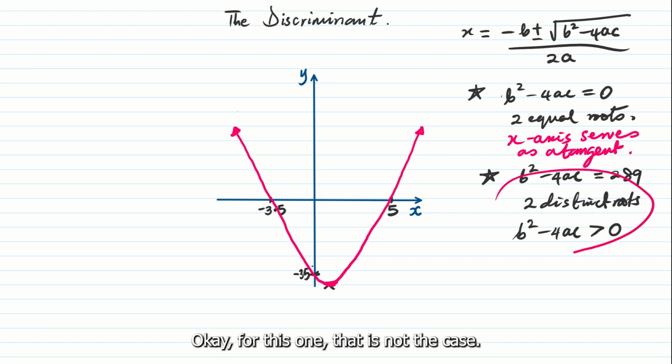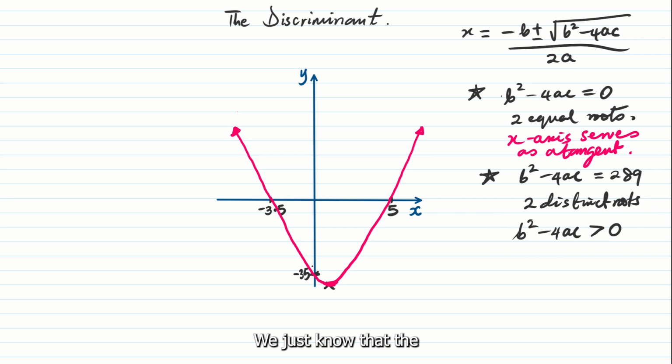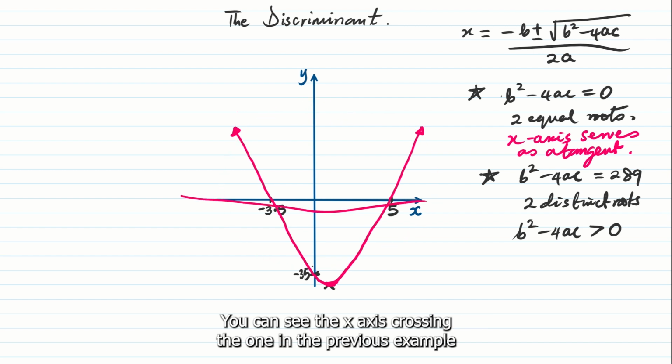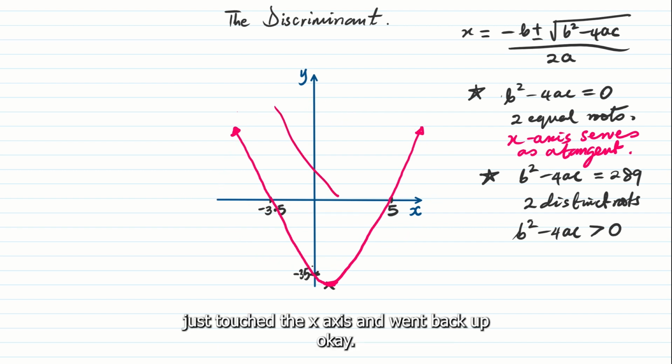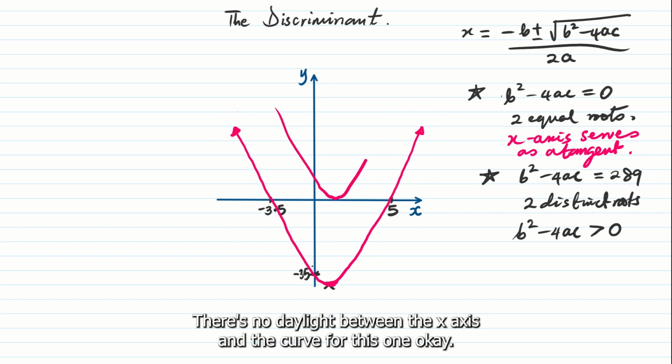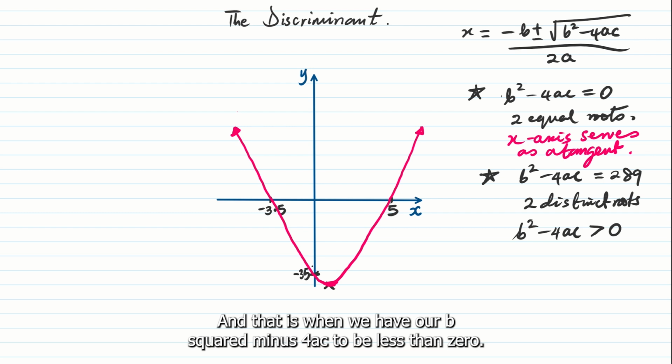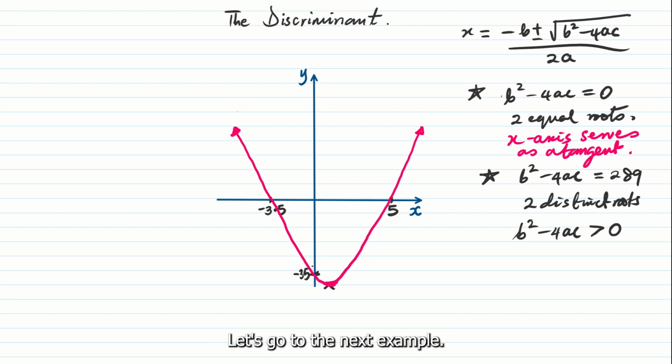Okay, for this one that is not the case. We just know that you have your curve and then the x-axis will be crossing it like so. You can see the x-axis crossing it. The one in the previous example just touched the x-axis and went back up. Okay, touched it. There's no daylight between the x-axis and the curve. For this one, it is crossing it. So this is what we have. We have two distinct roots. Now, there will be a third one in the next example, and that is when we have our b squared minus 4ac to be less than 0. Let's go to the next example.